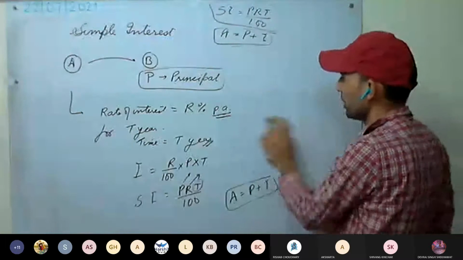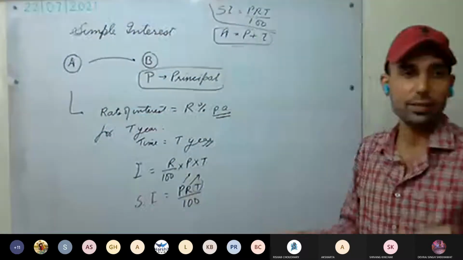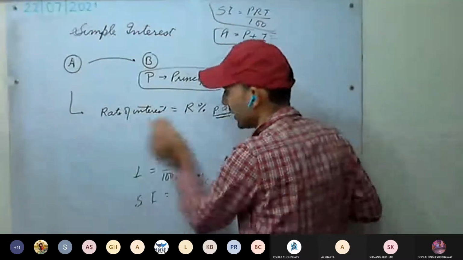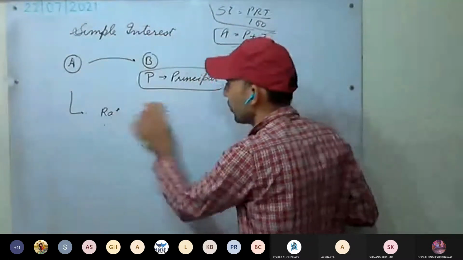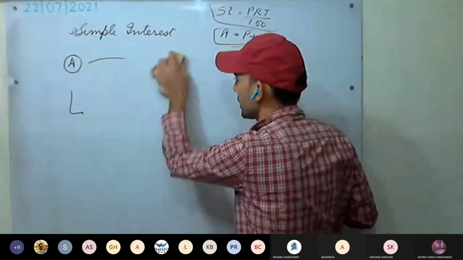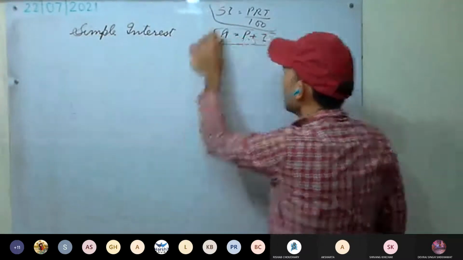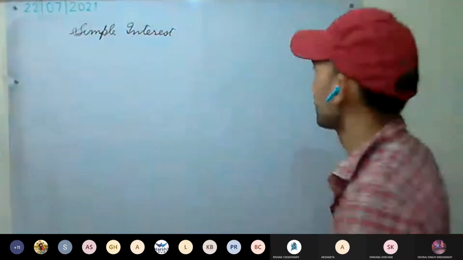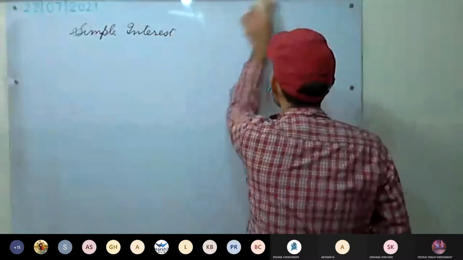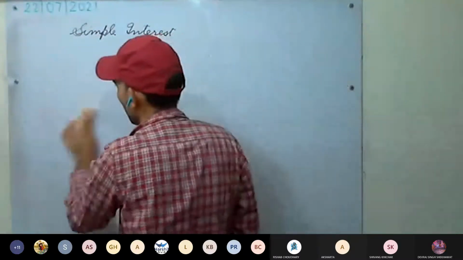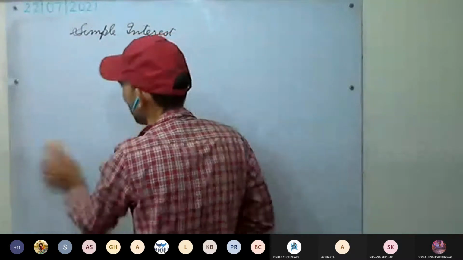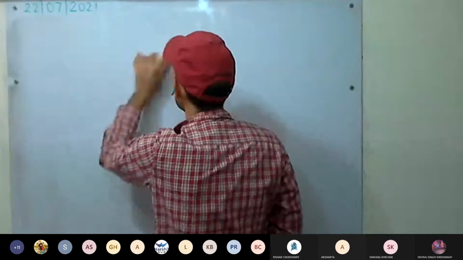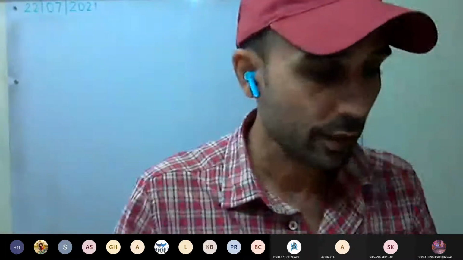Have you understood? If you have understood the formula, you don't even have to remember the formula. How we have calculated the interest for a year, into T means for those years. Everyone understood? Okay, so let's do the first question of the exercise. Start doing the first question.